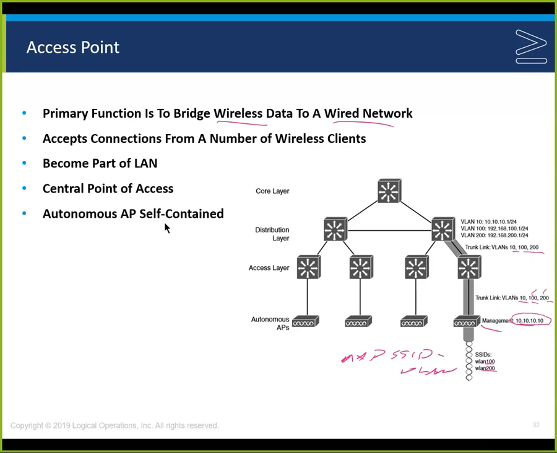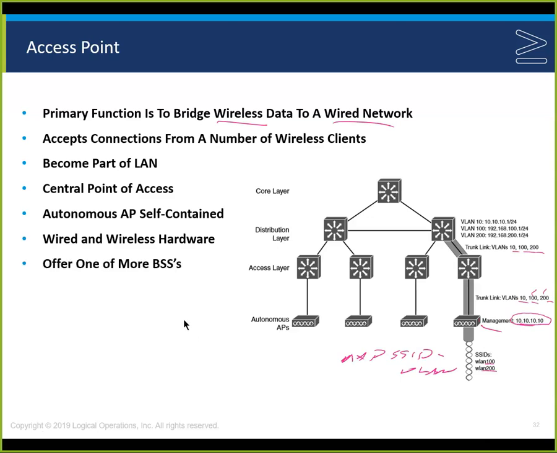Autonomous, self-contained. Autonomous is what all these guys are. These are autonomous access points. That means that we have 1, 2, 3, 4 of them here. We're going to have to go to each of these four and configure each of them. That is autonomous. They are not dependent on anything else.